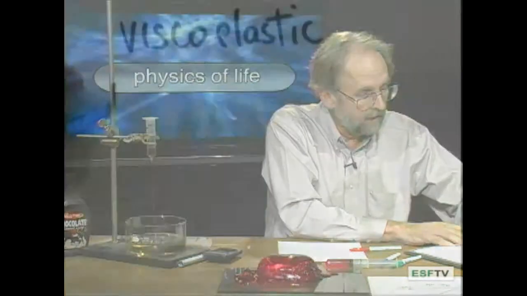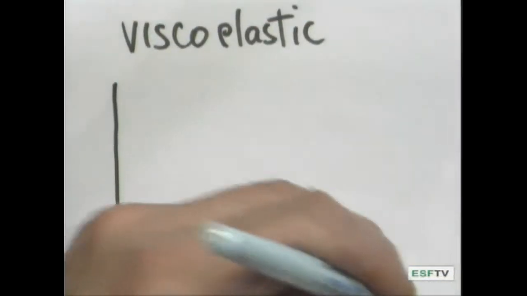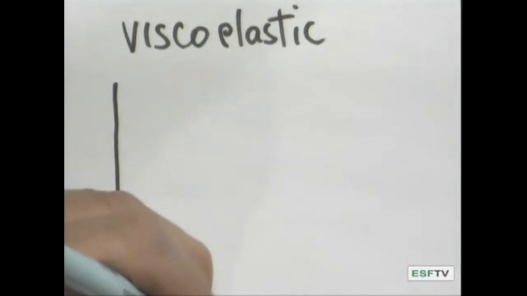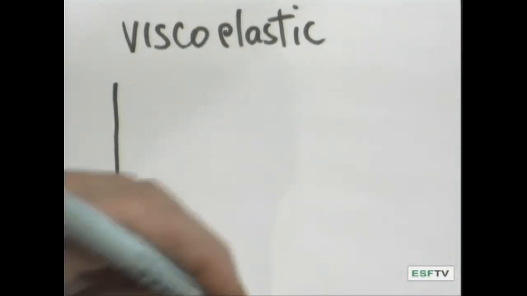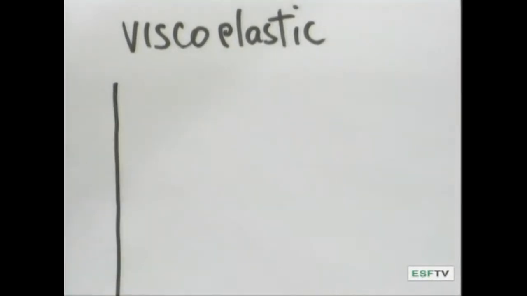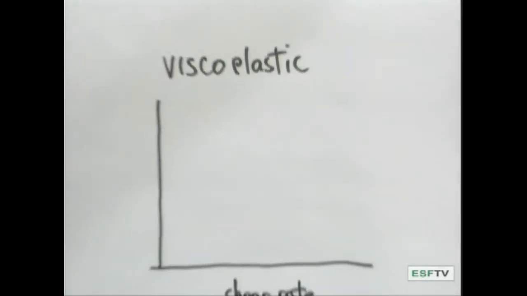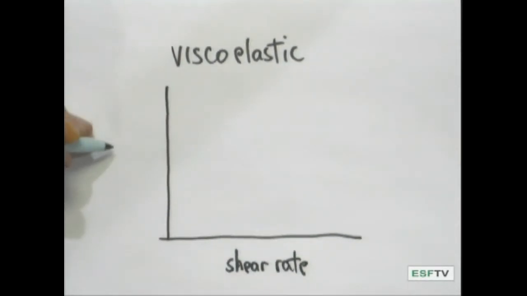Now, Jell-O is a fairly simple example of a viscoelastic material. But if you look at a viscoelastic material, how it might behave on our shear stress shear rate curve, we see that it's going to behave something like the way that we've seen for biological materials that are more elastic in nature.